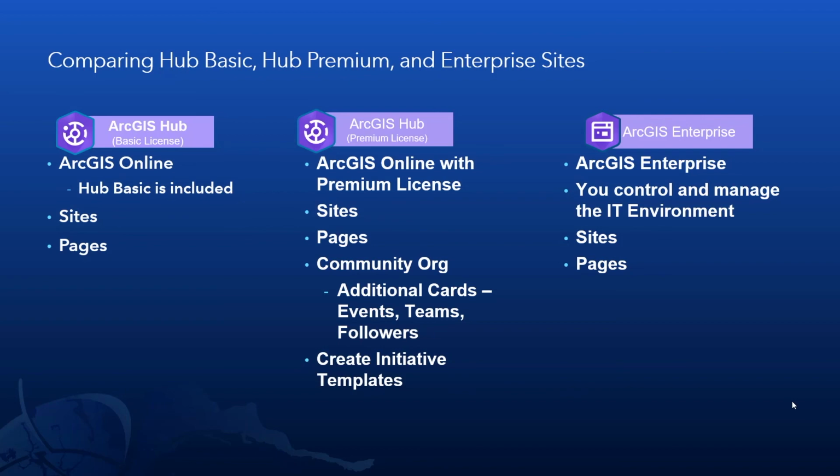Certainly, ArcGIS Hub Premium adds in the community org and the ability to leverage that to engage stakeholders, essentially having additional ArcGIS Online identities as a part of the ecosystem environment to have others contribute. Certainly, there are other functions to create initiative templates as well. And then finally, enterprise sites, as you just saw, also bring the ability to create sites and pages and the similar cards on the Hub side. But obviously, this is within ArcGIS Enterprise, the IT, and you would control and manage the IT environment in this case.